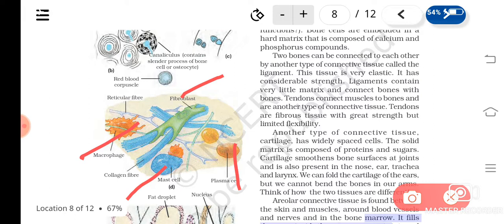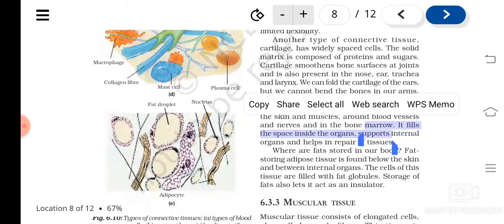So these are what? Areolar connective tissues. Okay, where you can find them under the skin and the muscles. And then the last is what? The adipose tissues. What is the function of adipose tissue? They store the fat. Okay, if we eat more than what we need, what will happen? It will get converted to fat and it will be stored in the adipose tissues.